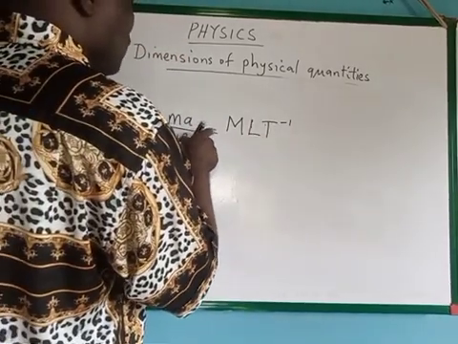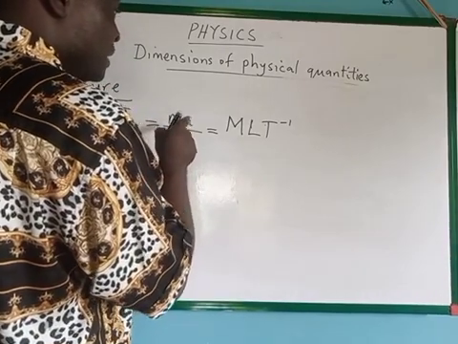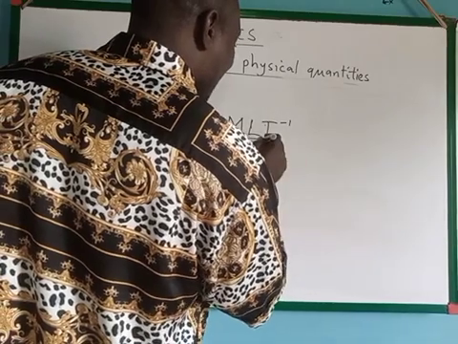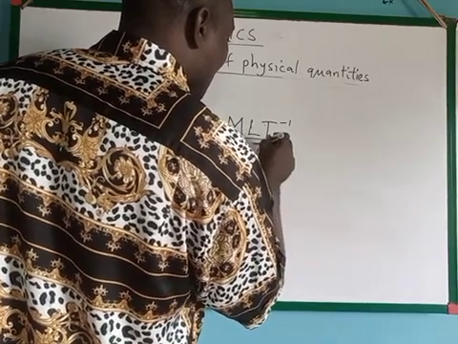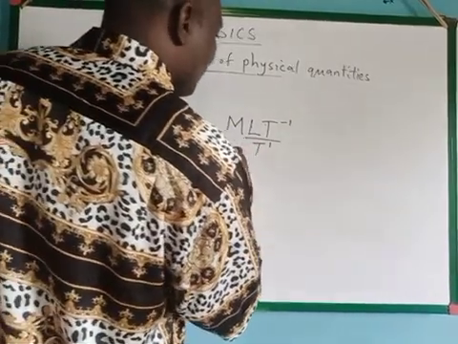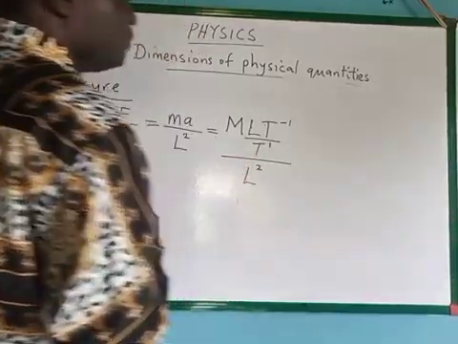Then over what? Acceleration, the time. The other time was over time. And at the end of the day, we have t over 1. All of this divided by L raised to power 2.